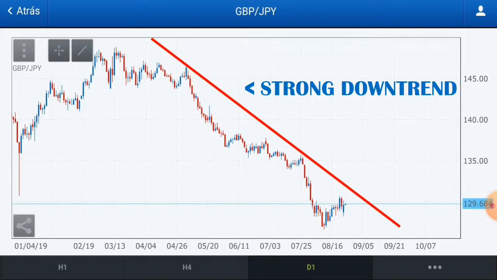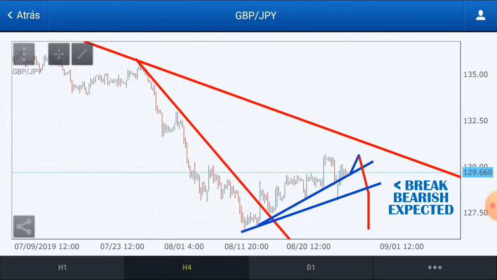Pound Japanese yen, also in a strong downtrend. And so, of course, we're going to be looking out for trading opportunities that are in sync with this bearish momentum. Taking a closer look at the 4-hour chart, you can see that the market has moved above this inner downtrend line, but is still below this outer downtrend line, still keeping us in a strong downtrend.